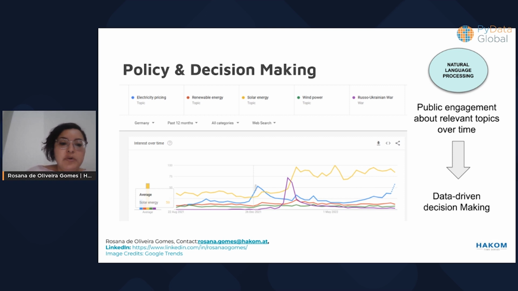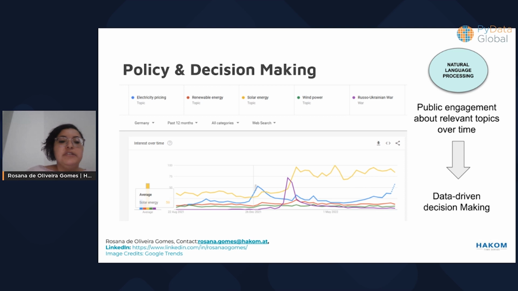And here's an example of Google Trends searches that we have for Germany. And then we can see that at the beginning of the year, there started to be a lot of searches about the war, so about the Russian-Ukrainian war, and at the same time, the increase of the searches for solar energy in the country was quite high and stayed steady.